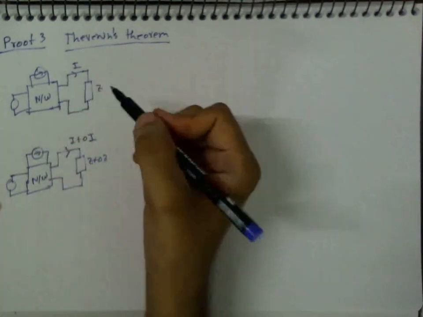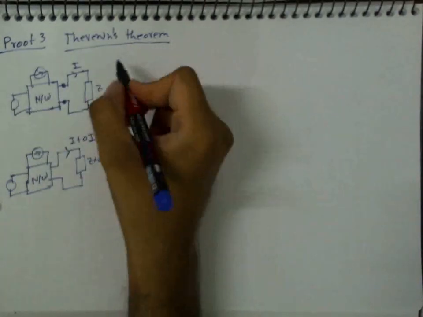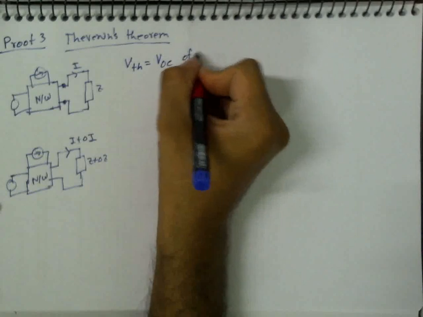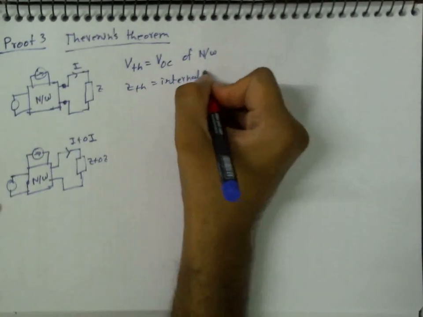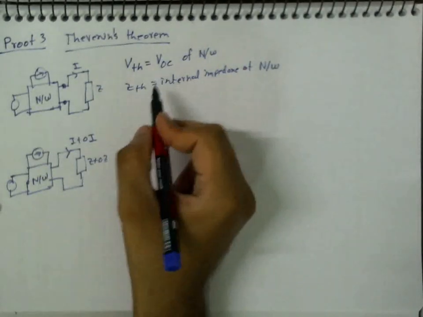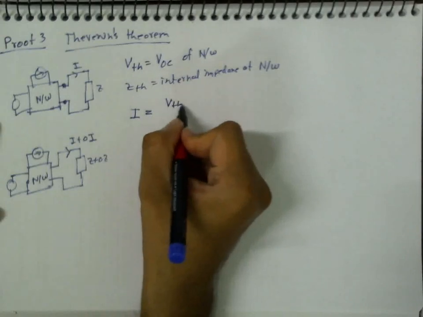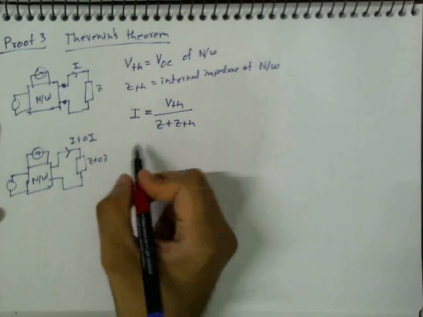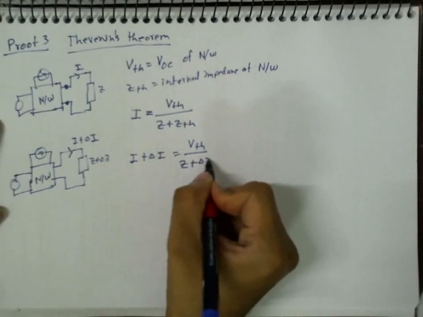Now let's assume that the Thevenin voltage between these two nodes is VTH. This is equal to V open circuit of the network, and ZTH is equal to the internal impedance of the network. If so, what I can write is I is nothing but VTH divided by Z plus ZTH from this circuit, and from this circuit I can write I plus delta I is equal to VTH by Z plus delta Z plus ZTH.